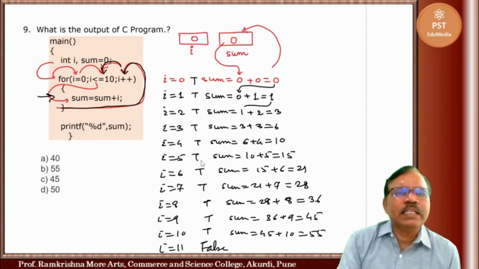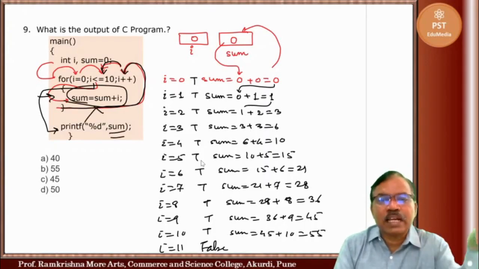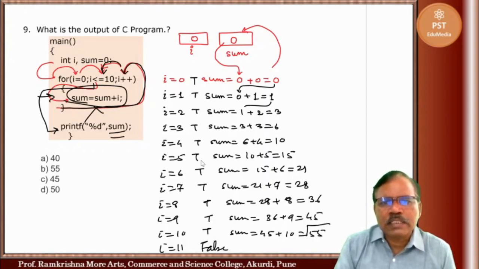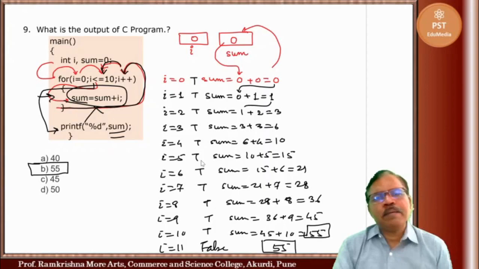So condition is false, so it will not enter in the loop, it will directly go here. So this statement is not executed, so it will print sum whatever last value of sum. So last value of sum is 55, so 55 is printed. So you will get 55 here.